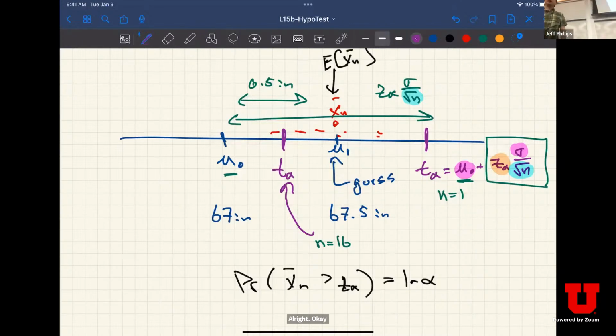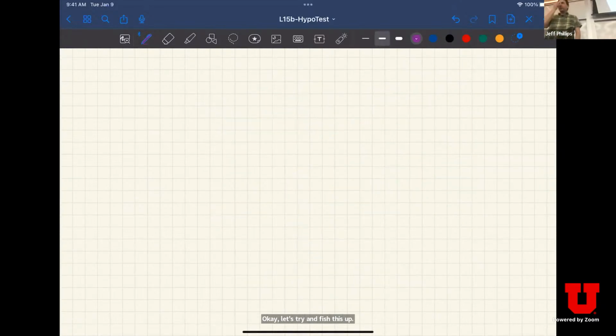Okay. Let's try and finish this up. I don't think we're going to get through quite everything I want to today, but we're going to finish up the core hypothesis testing, and then I'll try and draw some other pictures of what's going on and other examples on Thursday along with the R. So that's fine.